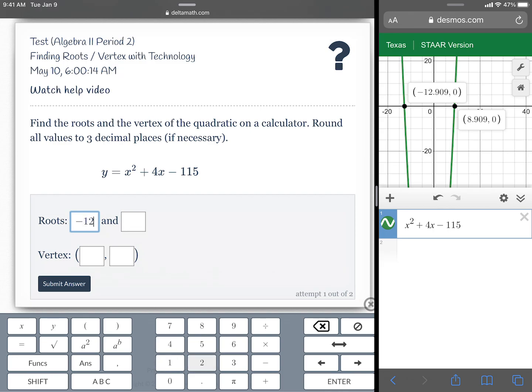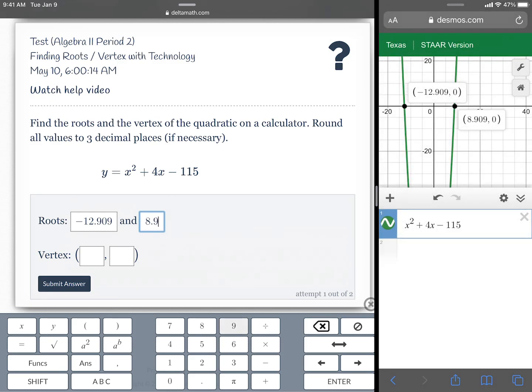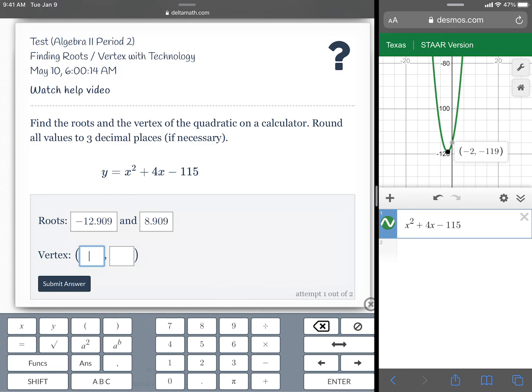Negative 12.909 and 8.909. And then the vertex, we're going to have to go all the way down here. Let's see what that vertex is. We've got the vertex is that minimum point, negative 2, comma, negative 119.